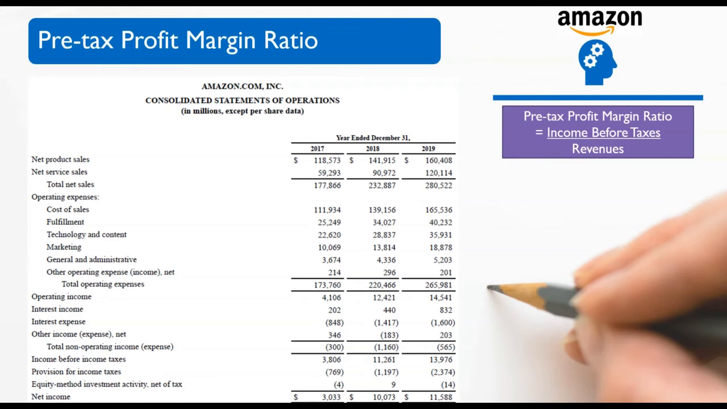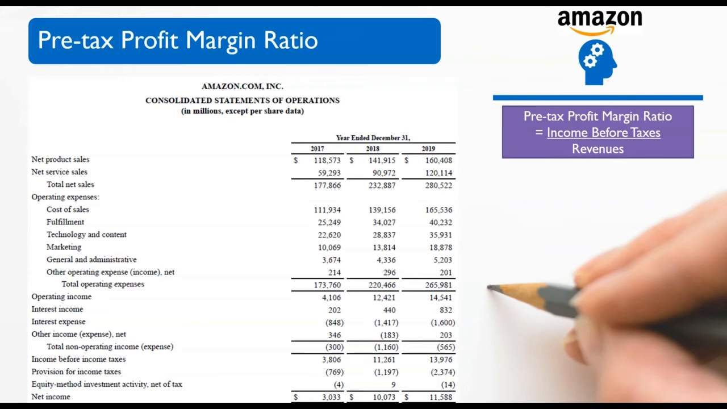The pre-tax profit margin is sometimes preferred over the regular profit margin, since the impact of income taxes can make the comparison of profitability between companies a little bit misleading. In simple terms, though, a higher pre-tax profit margin is a sign of a healthy company with an efficient business model. Now, how is this ratio calculated?